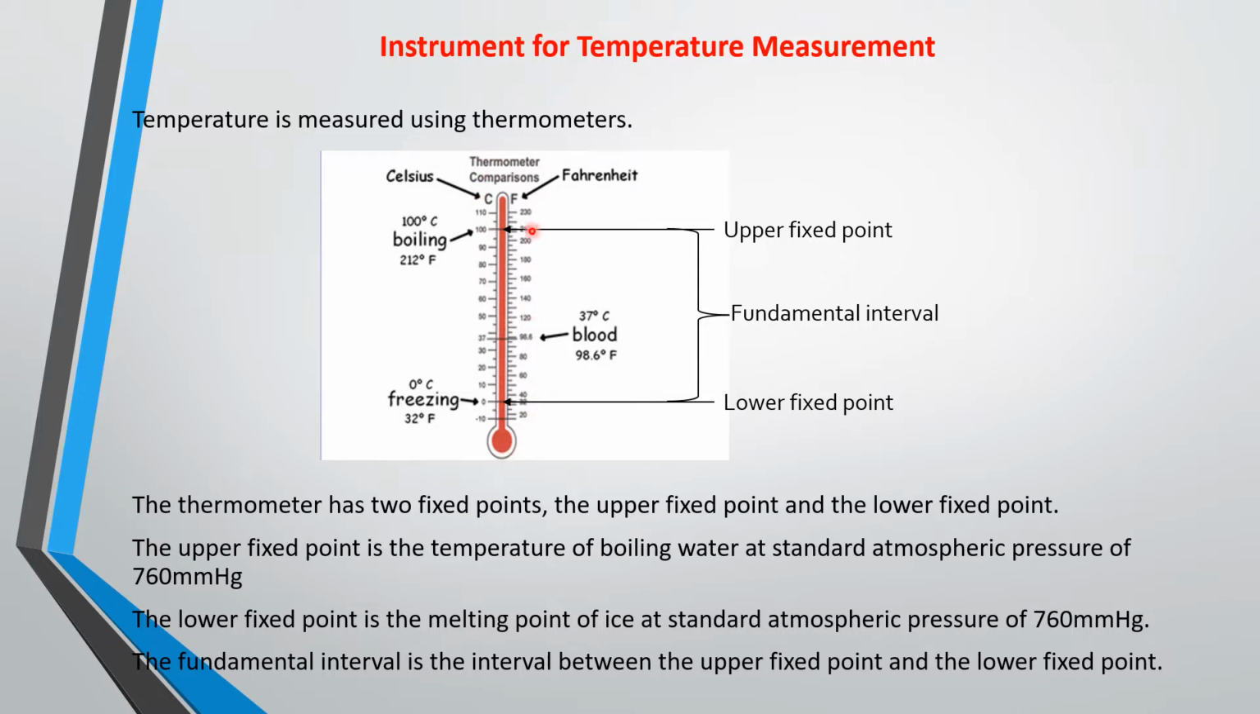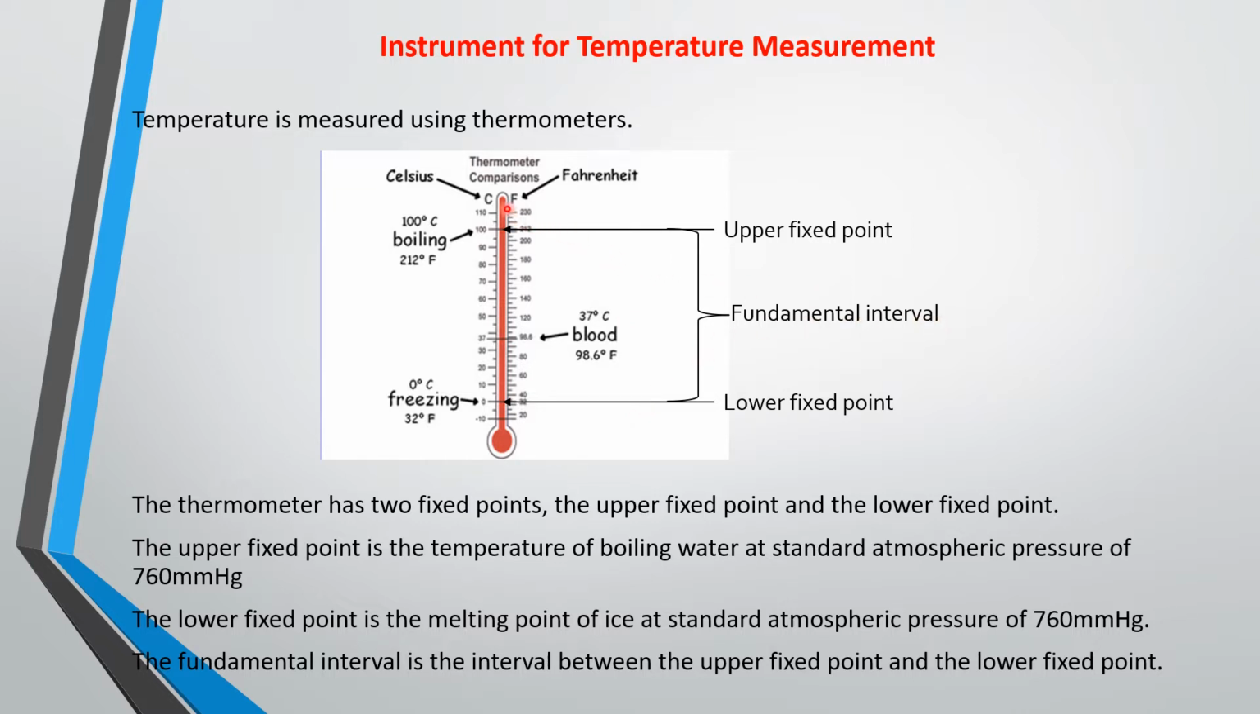And in the thermometer, we have two fixed points. The thermometer has the lower fixed point and the upper fixed point. The lower fixed point is regarded as the ice point, or the freezing point. Then the upper fixed point is the steam point or the boiling point, as the case may be. The distance between the upper fixed point and the lower fixed point is known as the fundamental interval.